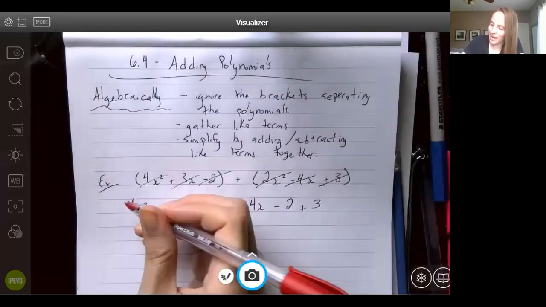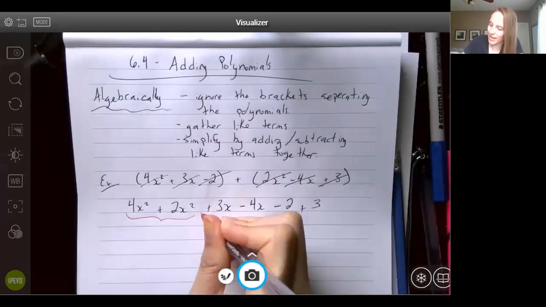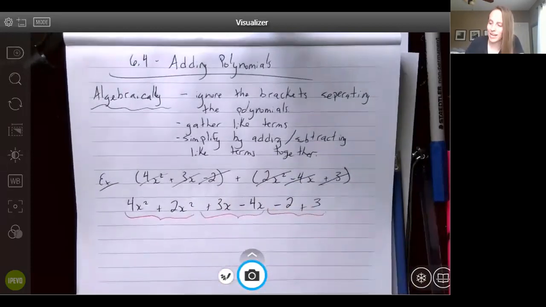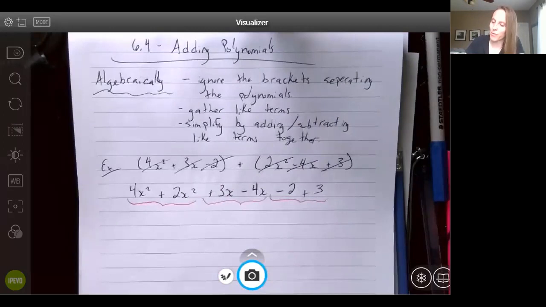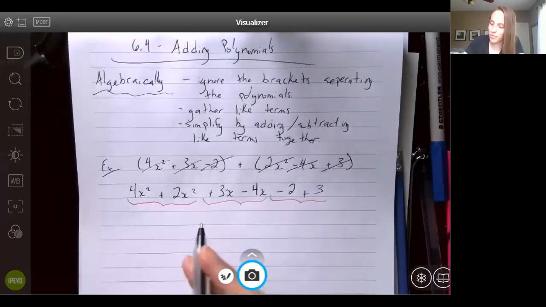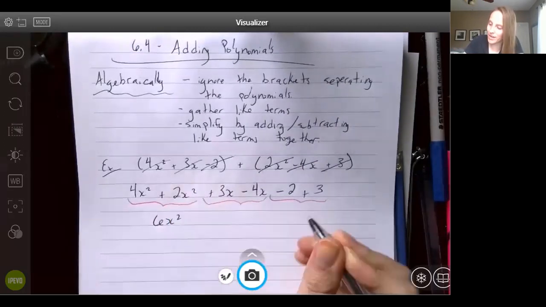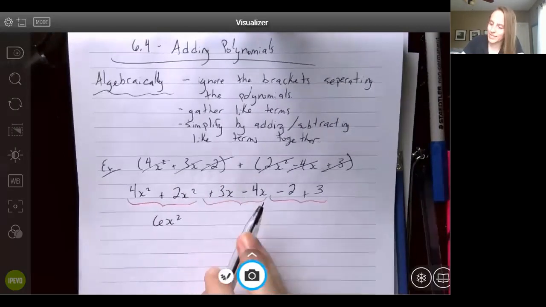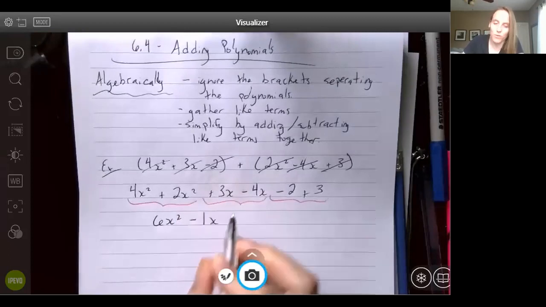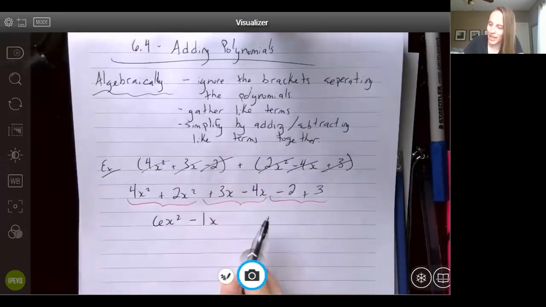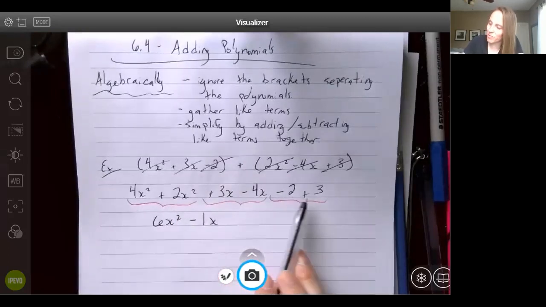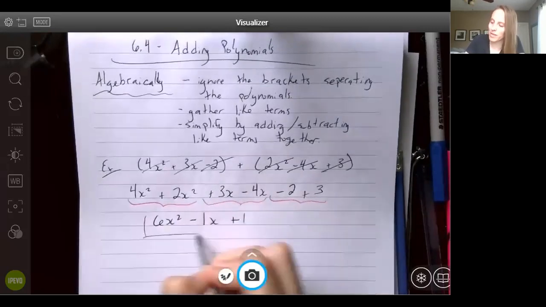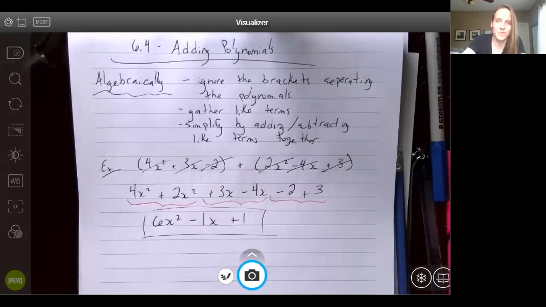From there, we can identify our like terms, and they just get either added or subtracted together. So 4x squared plus 2x squared is 6x squared. Positive 3x minus 4x is minus 1x, or you could just do minus x. And then negative 2 plus 3 is positive 1. So that would be your final answer.